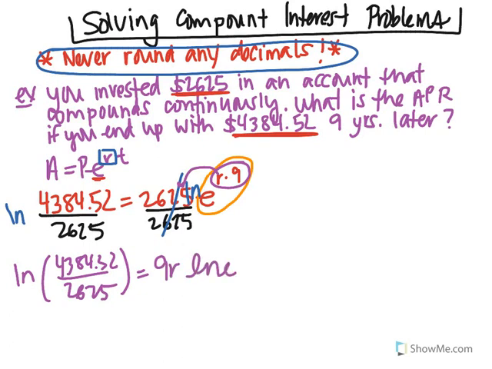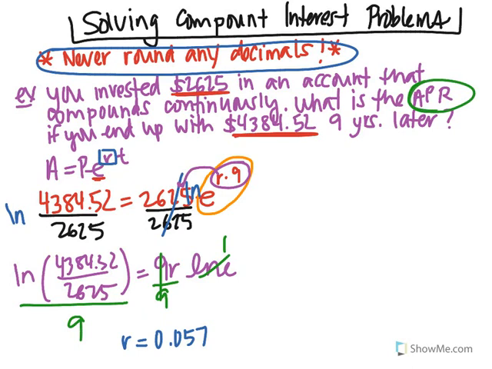So remember, the natural log of e is 1, so then all I have to do to get the rate is divide by 9. That's what you're going to type into your calculator. So when you do that, you should get 0.057. And as a rate, remember this is a rate, we want to write this as a percent, so we're going to move the decimal point to the right, and that's the same thing as 5.7% annual percentage rate. So that's what the bank would have offered.